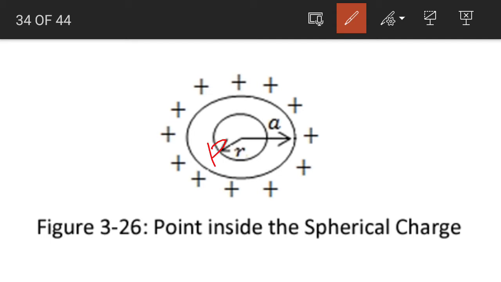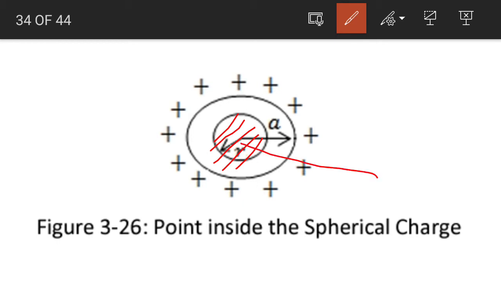Let's say here is point P, and the radial distance between this point and the center of the source is r. So in order to calculate the electric flux density at this particular point, we consider a Gaussian surface in the form of a sphere of radius r, right? And you see there is no charge inside the Gaussian surface. There is no charge inside this closed surface. You see the charge is located outside the Gaussian surface.